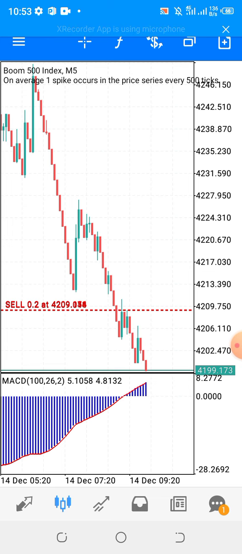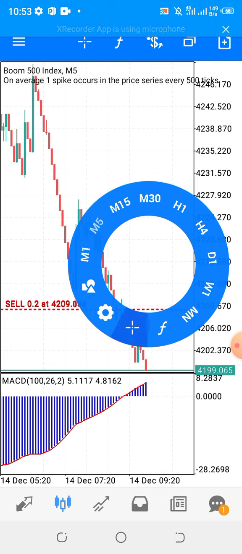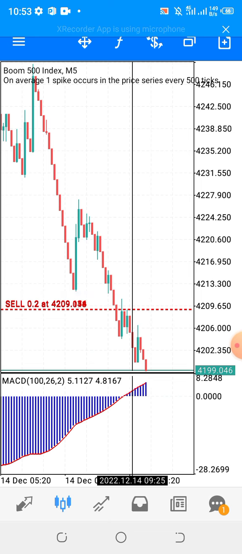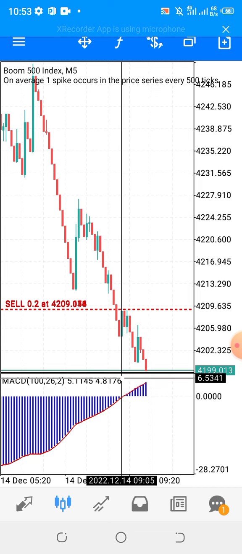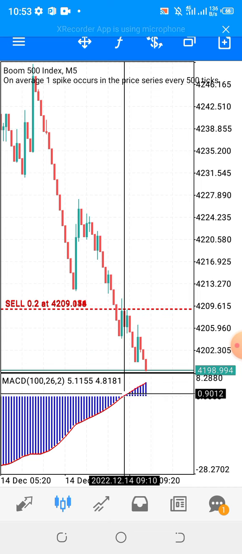Now, if you look here, I'm making use of only one indicator, the MACD indicator. Now, why did I enter this trade? I entered this trade because of this crossing here. Look at it. You see the MACD crosses here. Look at the crossing here.